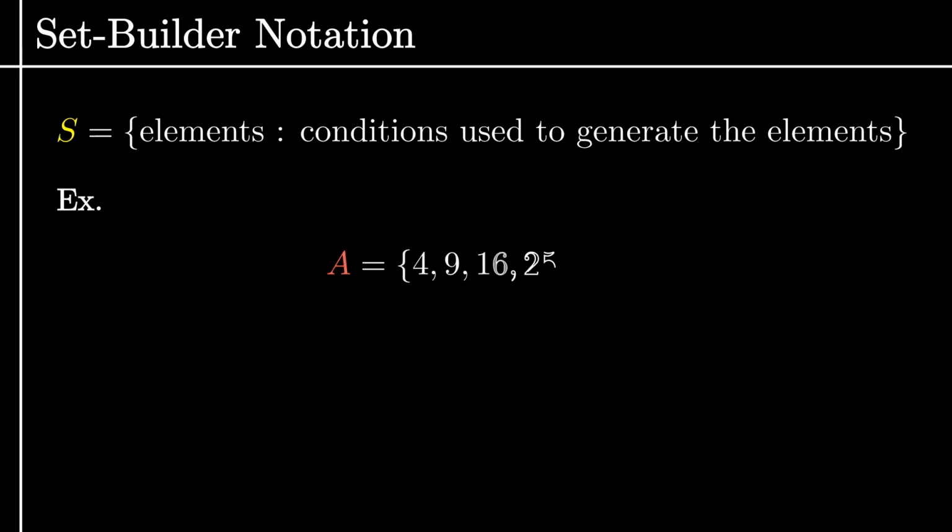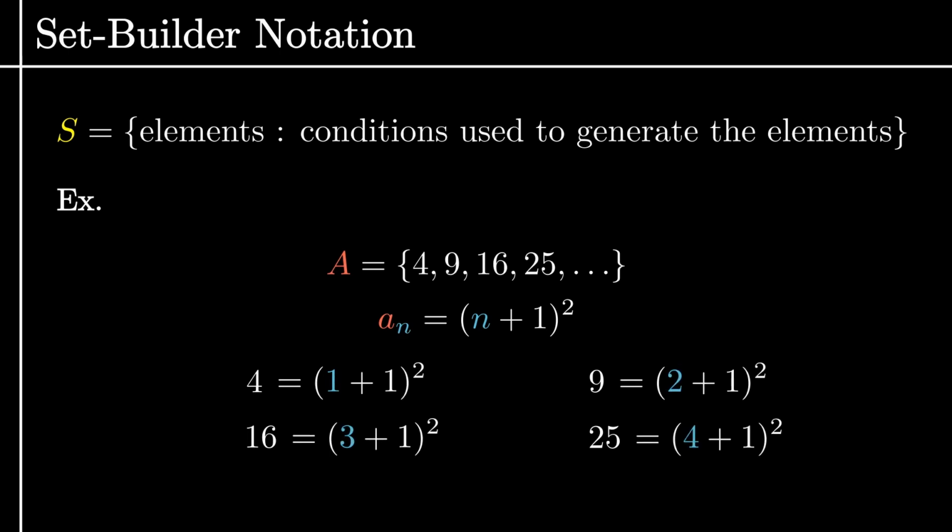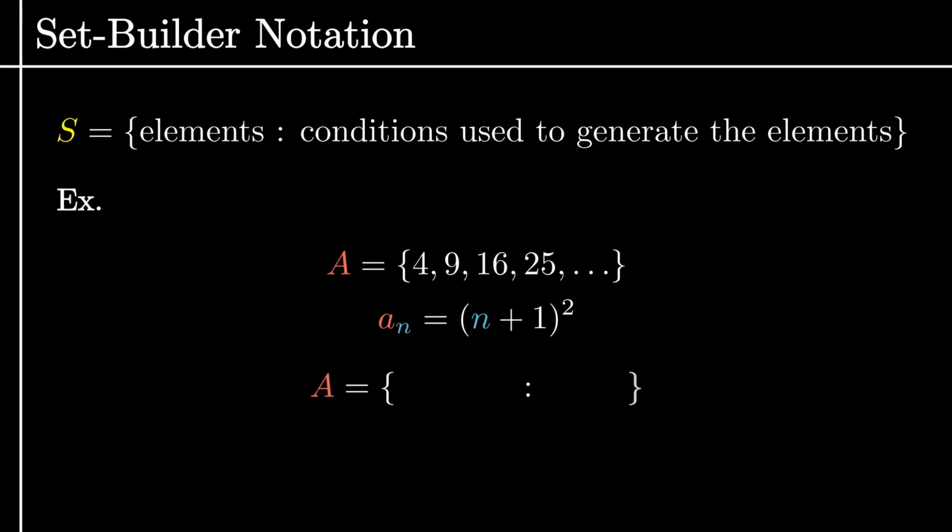For example, let's say we wanted to write the set of all square numbers, starting at the number 4. This, of course, could not be fully expressed in roster notation. Well, to start, we would find a function or sequence which describes this pattern. In this case, it's pretty clear that the nth term in this set, which I will denote a sub n, is equal to (n plus 1) squared, and you can verify this pretty easily by plugging in values. Therefore, the first part of the set builder form of this set will be a equals (n plus 1) squared, and the conditions used to generate this sequence will simply be that n is a natural number.